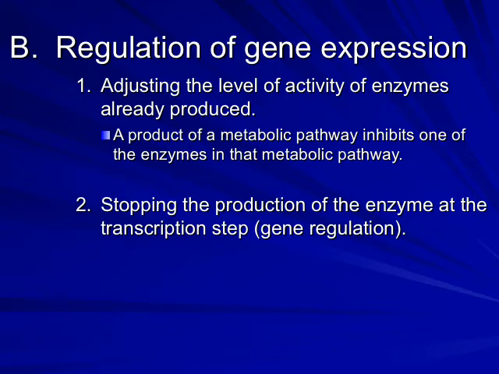Okay, so let's take a look at how the bacteria E. coli regulates the gene expression involved with this tryptophan. It can adjust the level of activity of the enzymes that are already produced. So in other words, a product of the metabolic pathway inhibits one of the enzymes in that pathway. The other possibility is that it can stop the production of the enzyme at the transcription step. Okay, so it can regulate the gene.